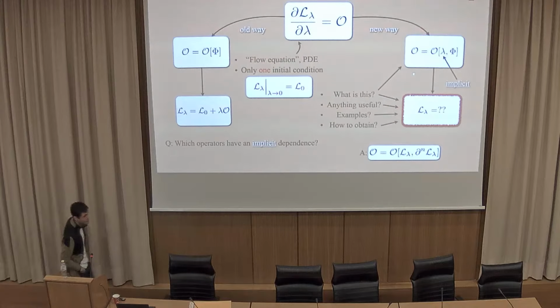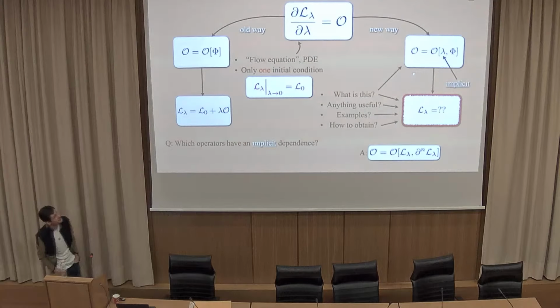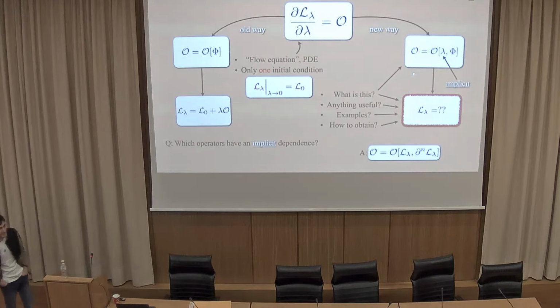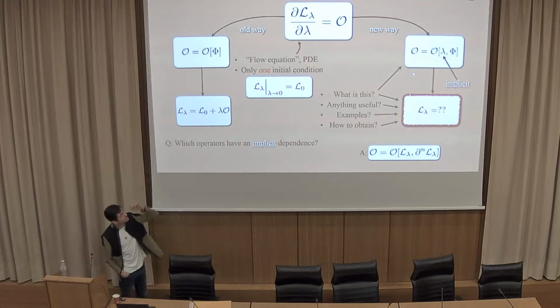In the field that I work in, people call this a flow equation. I don't know why, but this is what they call it. In principle, it's a PDE, and it's a very sick PDE in some sense because it only has one initial condition. The initial condition is that if you turn off your coupling, you should go back to your undeformed theory. So how do you solve this equation?